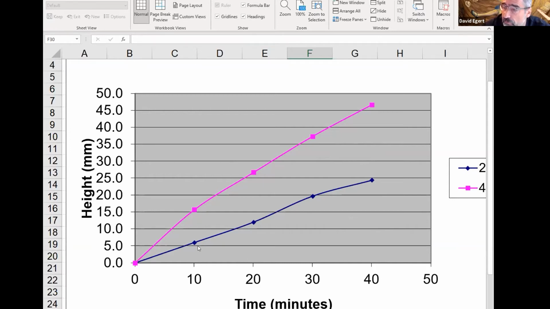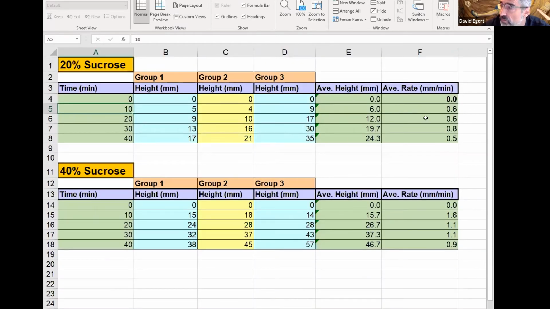And then for the rate, we just took how far it went up in the last 10 minutes, subtract, and divide by the 10-minute interval. So it went from 0 to 6 in the first 10 minutes. So the rate in that first 10 minutes was 0.6 mils per minute. It went from 6 to 12 in the next 10 minutes. So that's another 6 mils in 10 minutes, 0.6 again. Then it was going a little faster, then a little less.